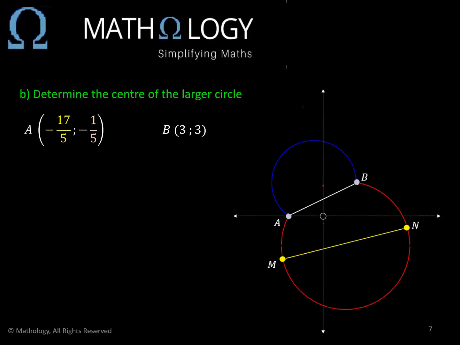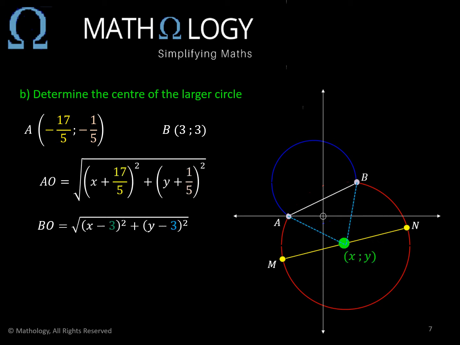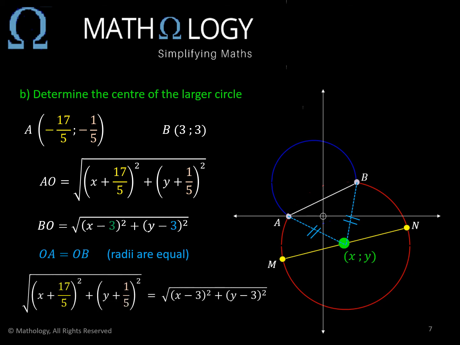To determine the center of the larger circle, we can formulate 2 equations by finding 2 expressions relating the points A and B to the center of the circle via the distance formula. So, the length of AO equals the length of BO, since both line segments are radii of the circle and radii of a circle are equal. Simplifying the resultant expression gives us y equals minus 2x plus 1.